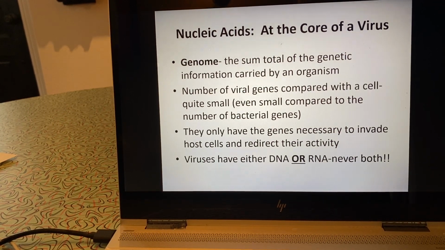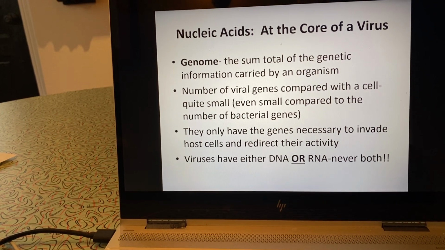So the genome, remember the definition of the genome is the sum total of the genetic information carried by an organism. And viral genes are really, really small. And I'll give you some numbers in our next lecture. I just need to look up those numbers. But it's really compact. They carry very, very few genes, only the ones necessary to get the virus inside your cells and then to hijack your cell.